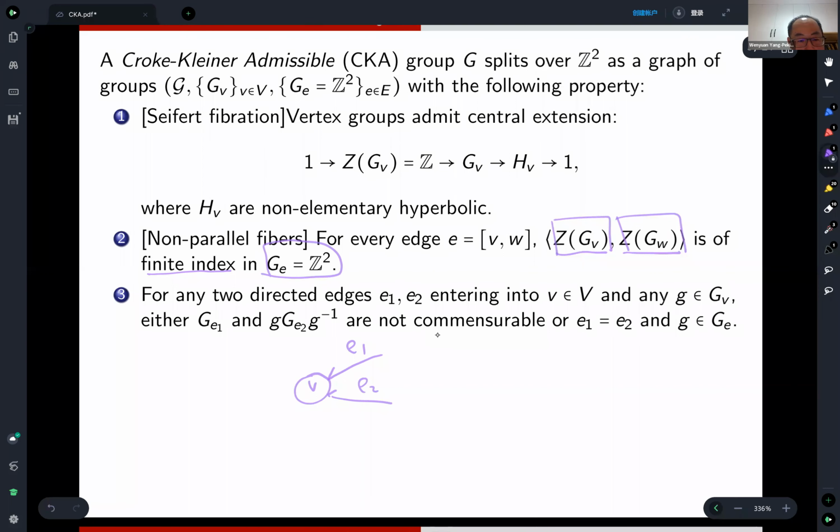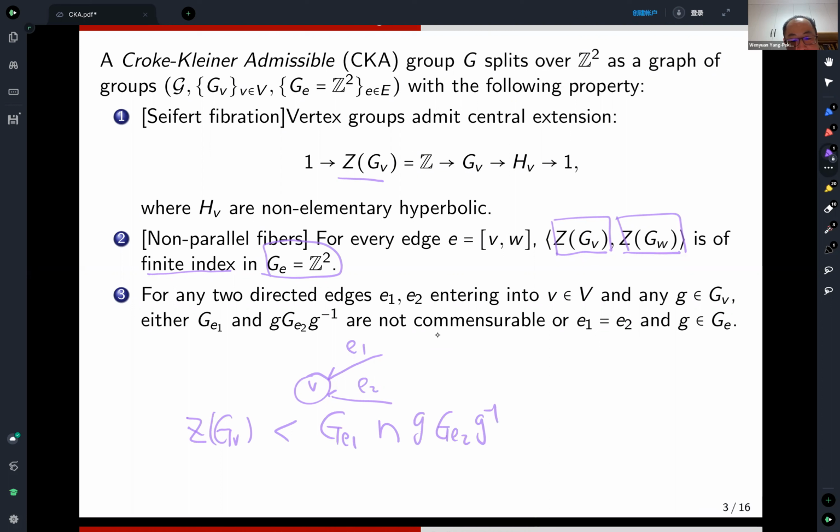So here, as we see in each vertex, we have the center group. This center group of GV is contained in the edge group G1, and also contained in the conjugate of the edge group G2, because this is the center. This is a center in GV, so of course it is contained in these two groups. So here it's not commensurable.